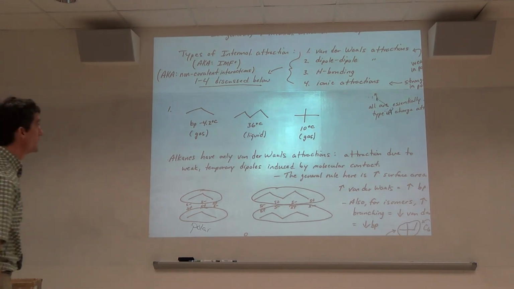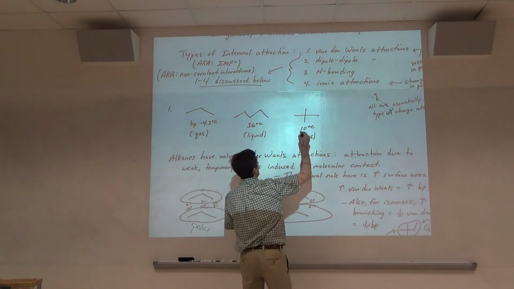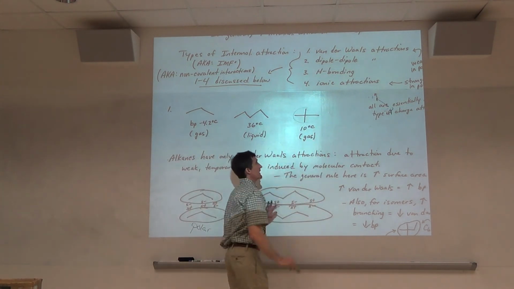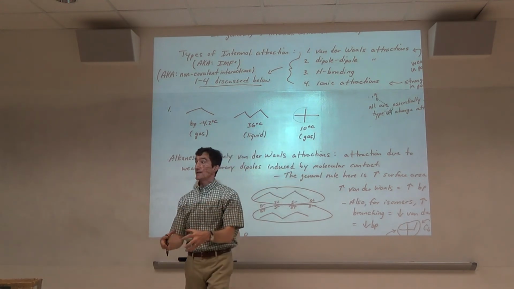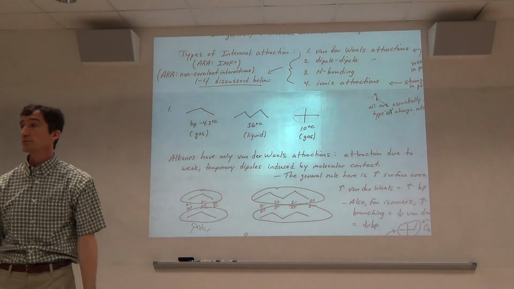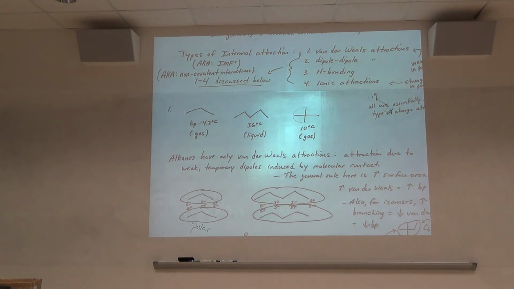Not as much surface area. Because the surface area is not as much, you can understand that because that center carbon is sort of buried in the middle and it doesn't contribute to the surface area. What can we thus say about branching? Branching diminishes surface area. Thus branching diminishes boiling point. Okay?